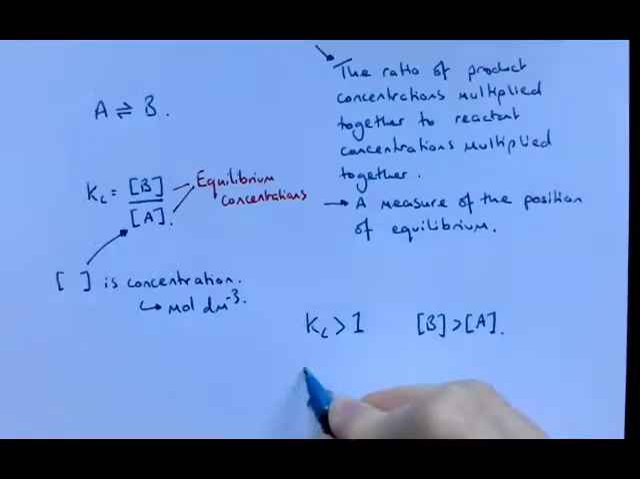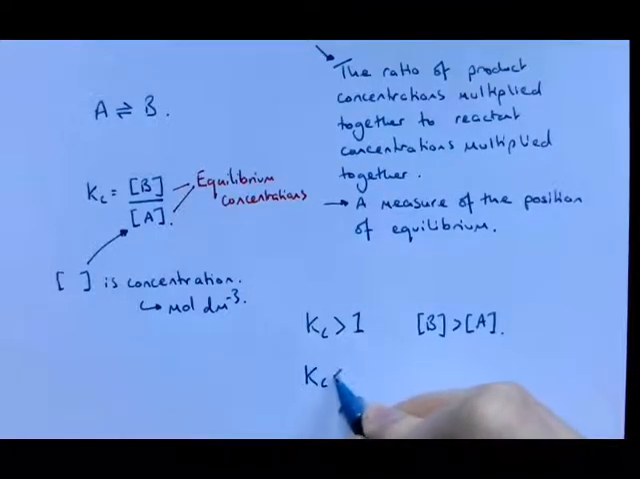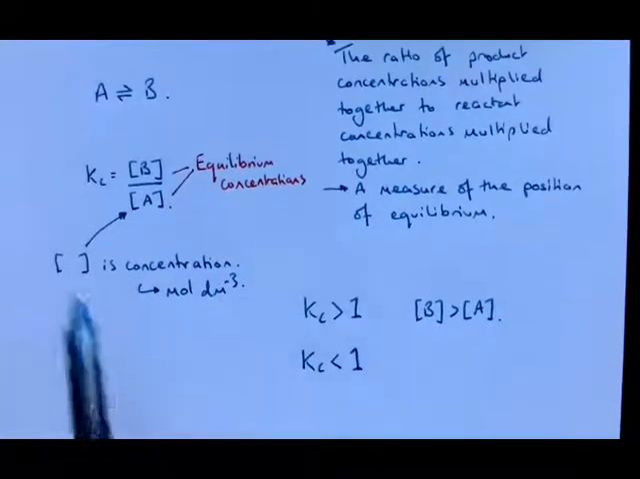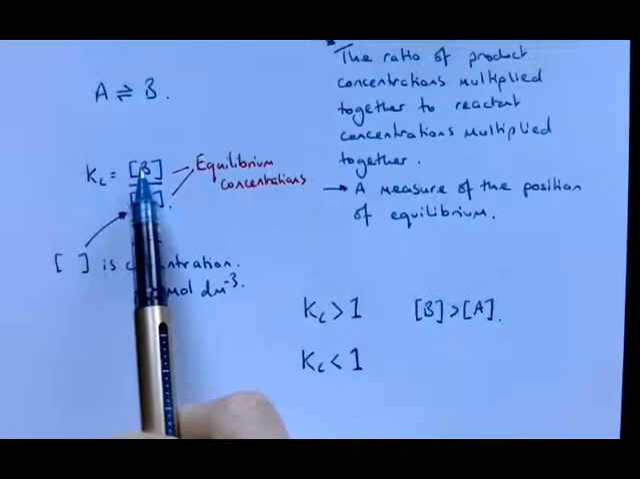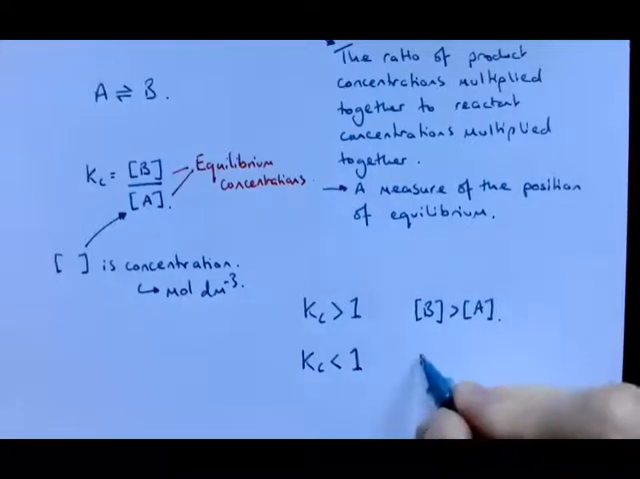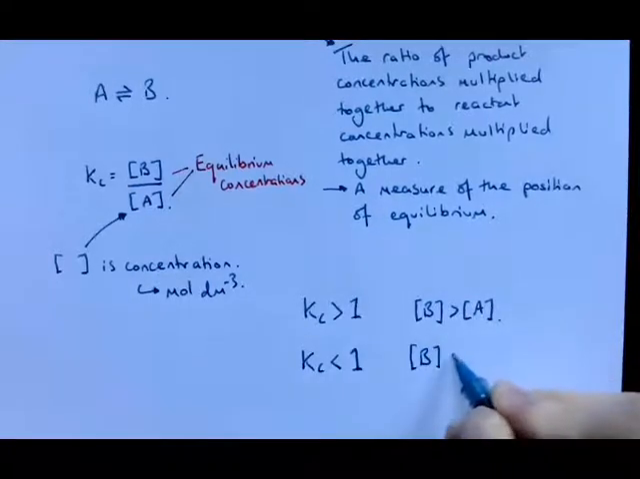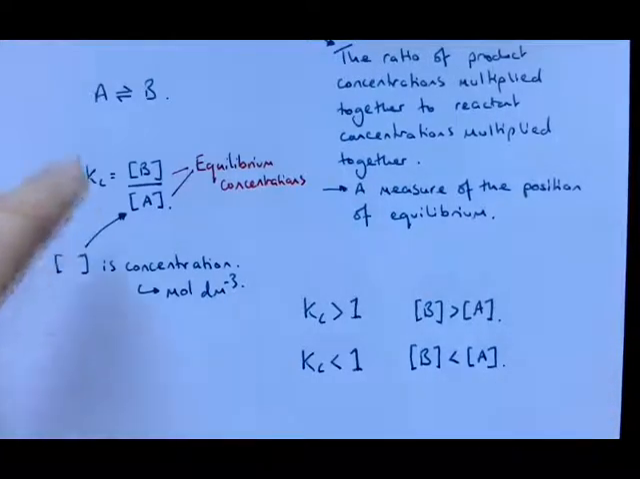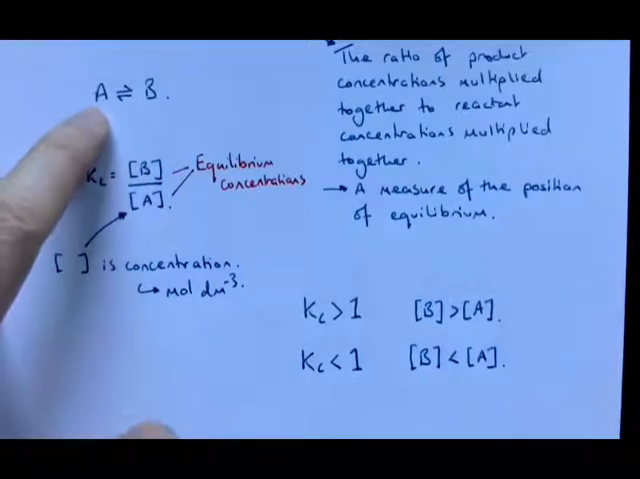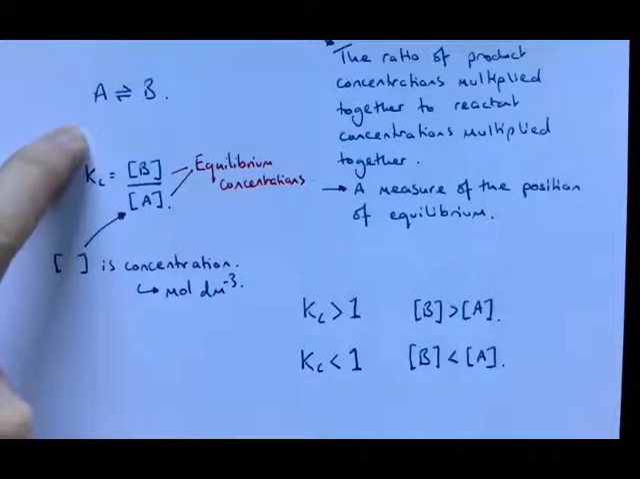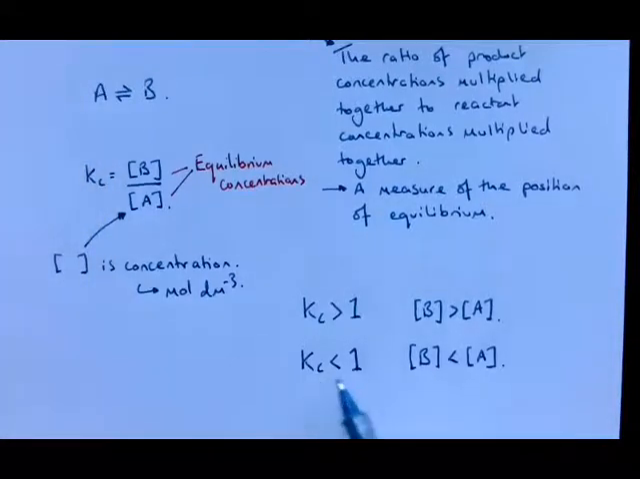The second possibility is Kc is smaller than 1. Now if Kc is smaller than 1, that means that the numerator is smaller than the denominator. The concentration of B is smaller than the concentration of A. So if the concentration of B is smaller than the concentration of A, that means our equilibrium is over to the left, and we are favouring the reactants. And that would be this Kc less than 1 situation.